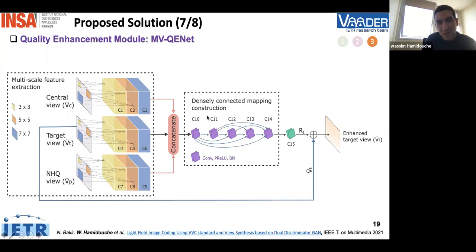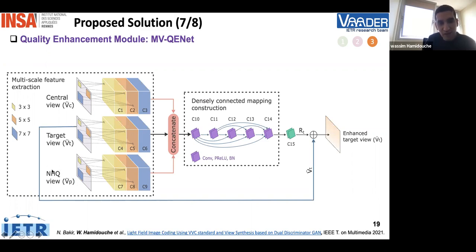So this quality enhancement block is performed only on the no reference views, and it takes as input 3 views, as we can see here. So the first view is the central view. Why is the central view important? Because it is a reference view and it is encoded by intra coding, so it always has the highest quality. The second view is the target view VT, the view that we want to enhance. And the third view is another view from the reference views also, and which is decoded at the highest quality.